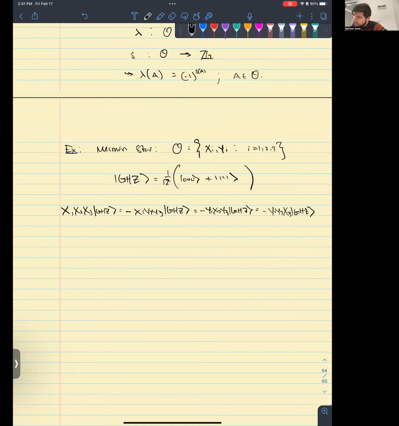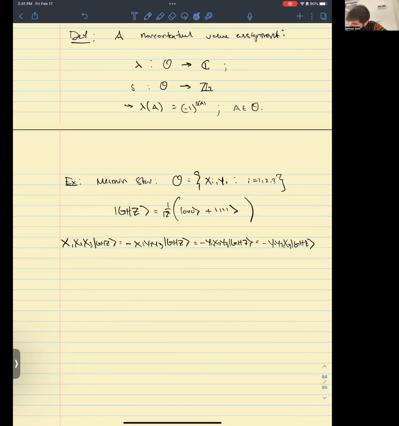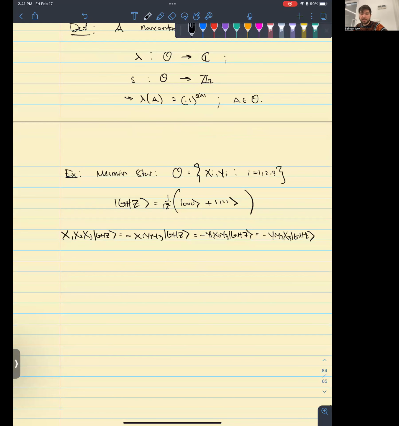Now, what is a non-contextual value assignment here? What I want to do is take every observable that I have in there, and assign some sort of value 0 or 1 in a consistent way.